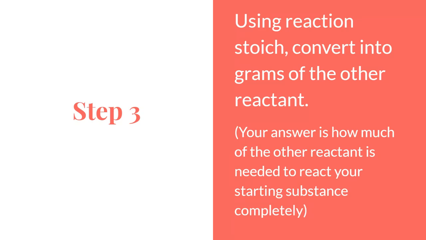The next step is going to be to use reaction stoich to convert from grams of the reactant that you started with into grams of the other reactant. So in this case, we are going to convert from grams of propane into grams of oxygen gas. Your answer is how much oxygen gas it's going to take to react all of the propane completely. So please pause the video, give this step a shot, and then hit play when you're done.